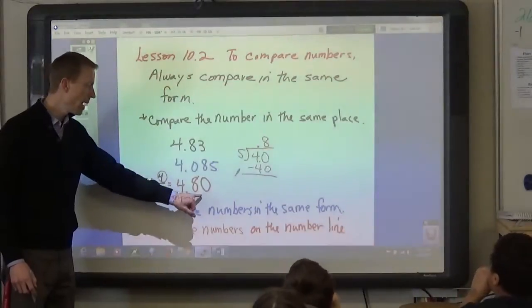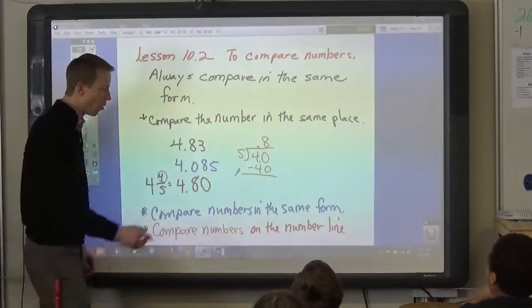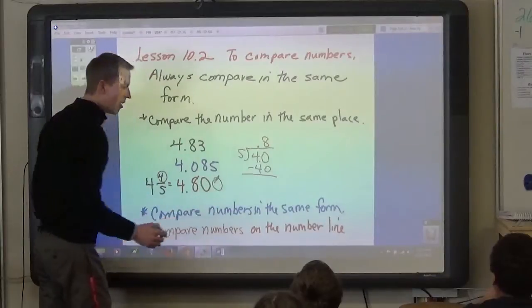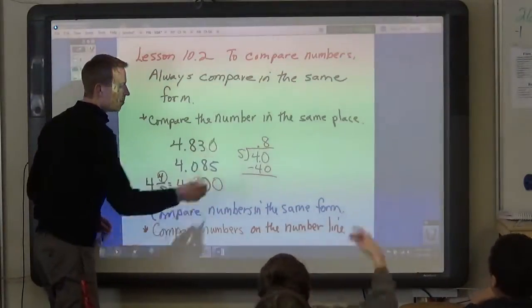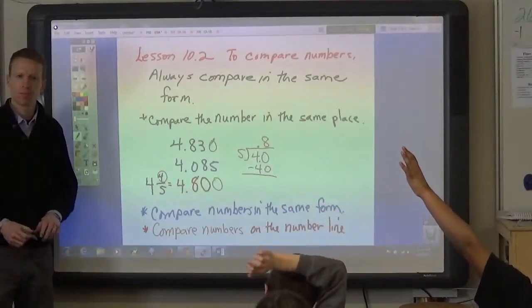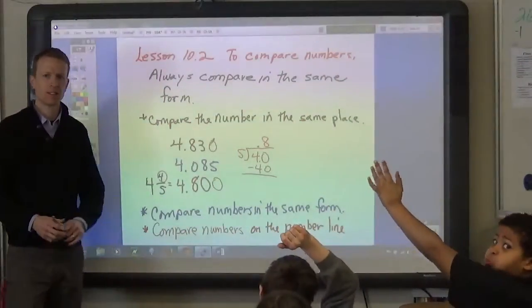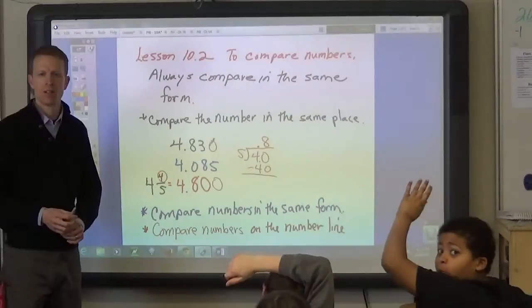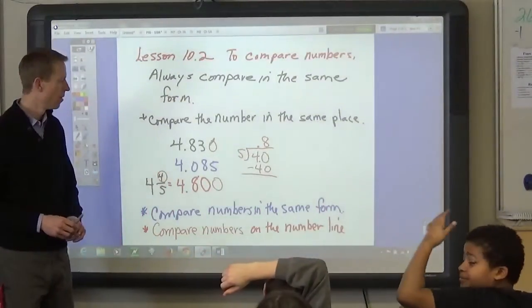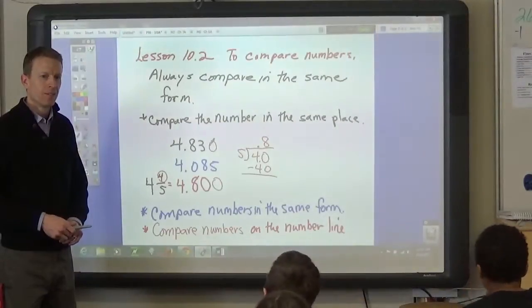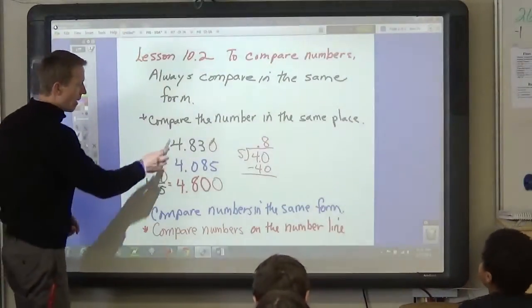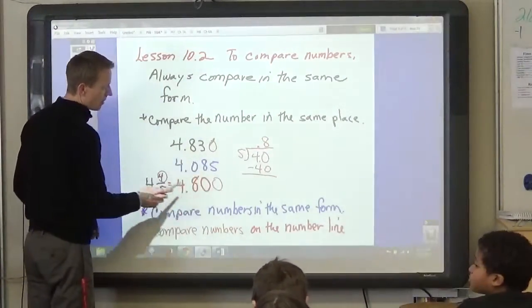Or 4 and 80 hundredths. Or 4 and 800 what? Thousandths. Why would we put zeros here? Compare. What do these zeros do for us when comparing numbers? They don't change the number, but they make it so it's easier to compare with the other numbers. Right. So that we can compare numbers in the same place.